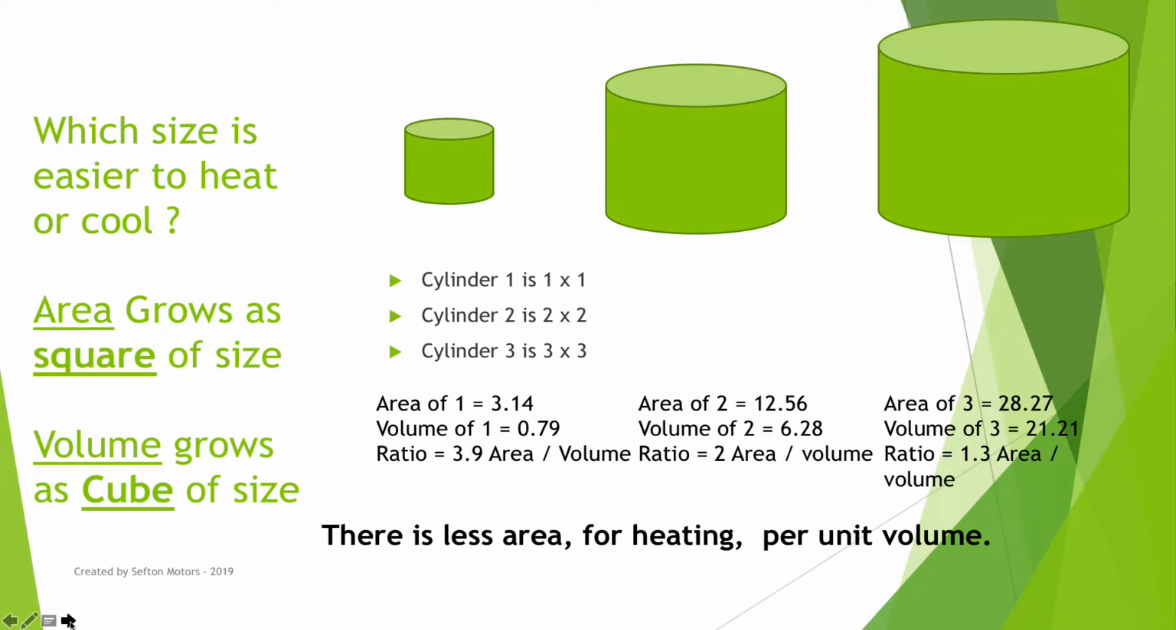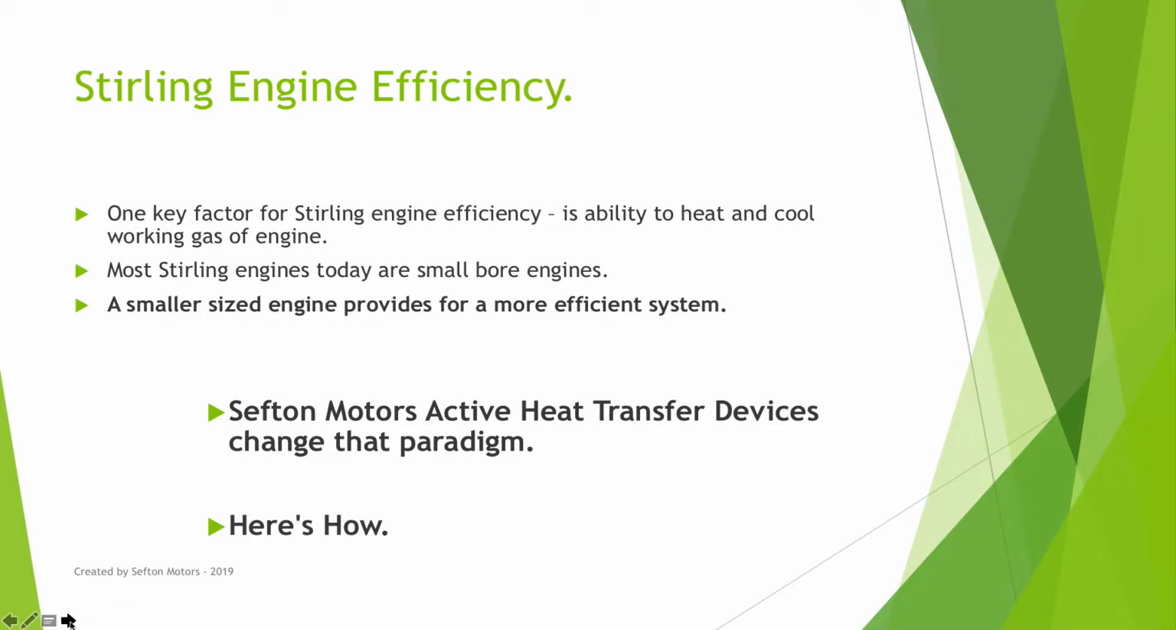So, interesting thing here is the area, as it gets bigger, grows as a square of the size, right? Square inches, square foot. The volume grows as a cube of the size. So as it gets bigger, the volume quickly outpaces the surface area as a ratio between the two. Now, you might say, well, why is this important for Stirling engine efficiency? Well, most Stirlings today are pretty small, because a smaller sized engine provides for a more efficient system.